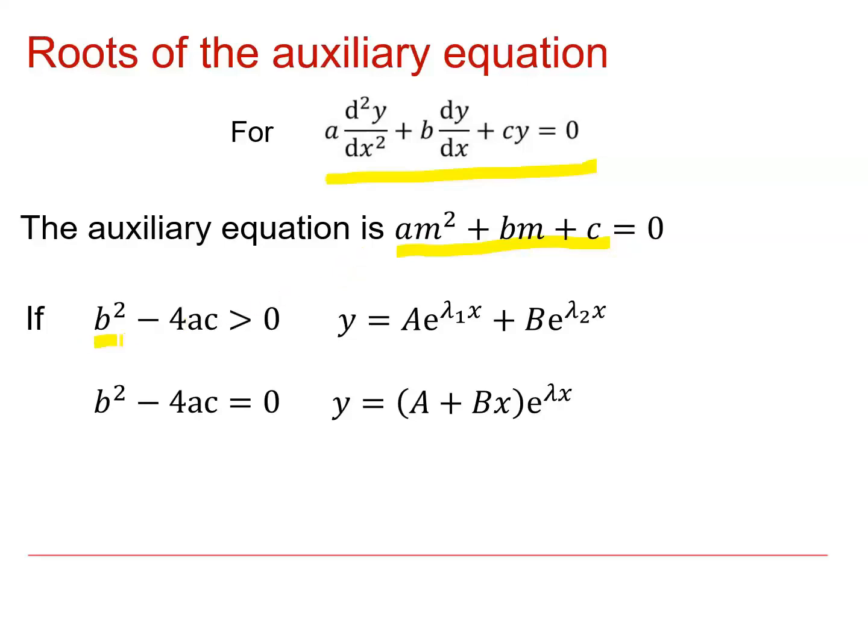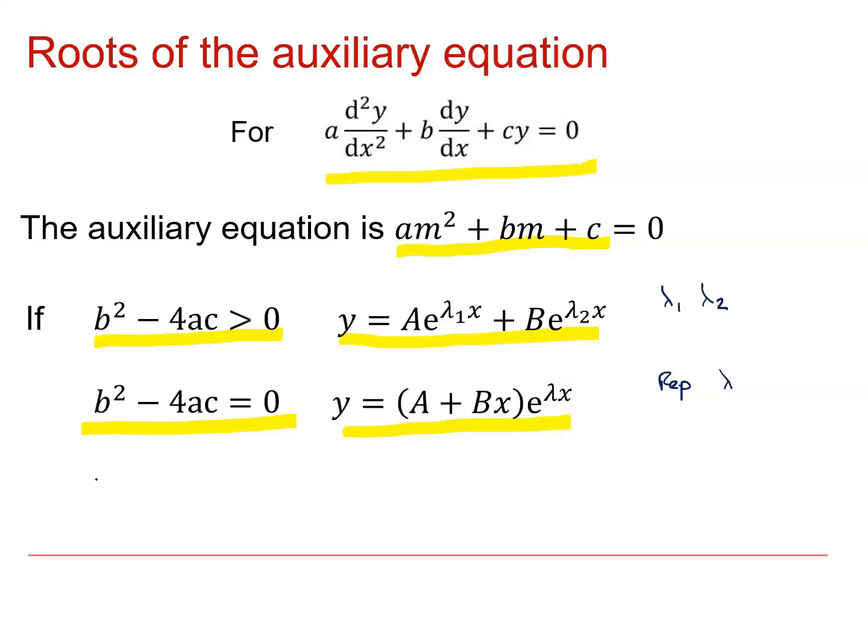Depending upon the solutions to this quadratic equation, we get different sorts of general solution. If the discriminant b squared minus 4ac is greater than 0, we get two distinct real roots. Let's call those lambda 1 and lambda 2, in which case we get this as the general solution, a e to the lambda 1x plus b e to the lambda 2x. If b squared minus 4ac is equal to 0, then we get a repeated root, let's call that lambda, in which case we get a general solution a plus bx e to the lambda x.